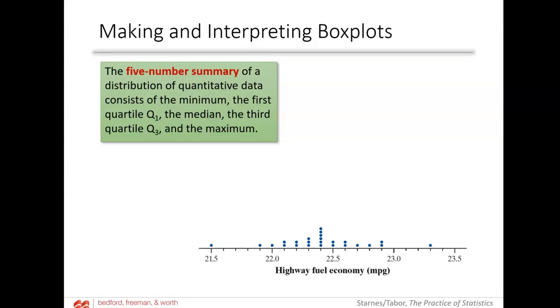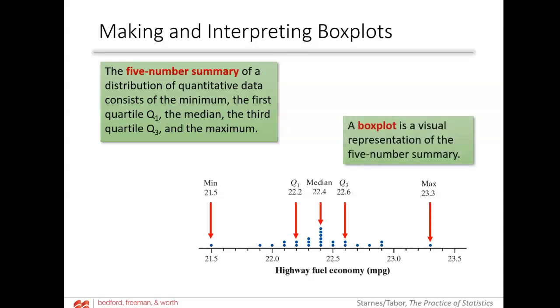The first quartile, Q1, the median, the third quartile, Q3, and the maximum. Oh, and I skipped the minimum up there. So when I ask for the 5-number summary, that's what I'm looking for: minimum, Q1, median, Q3, maximum. We've already found all of those, and the min and max are, frankly, obvious. The minimum is the smallest and the max is the largest. So there's the 5-number summary.